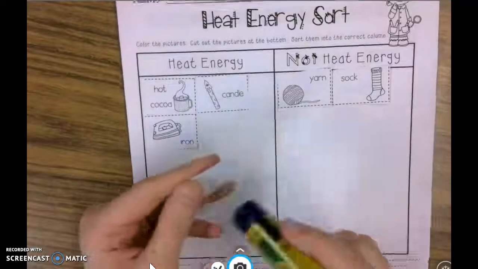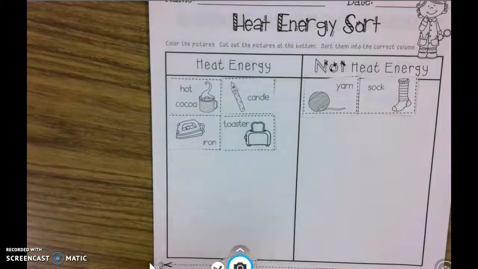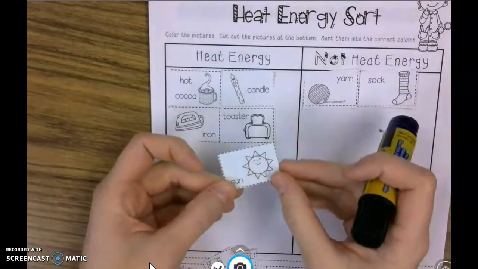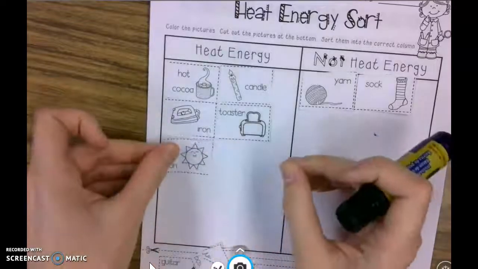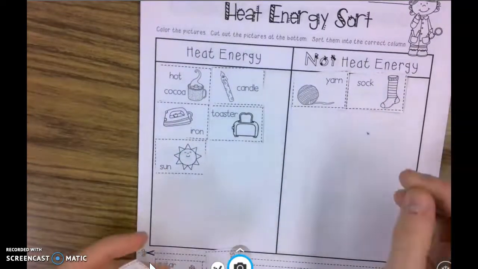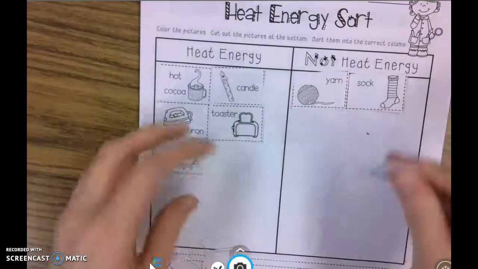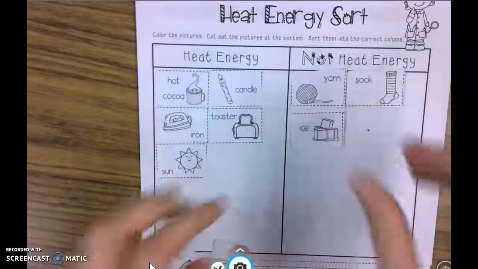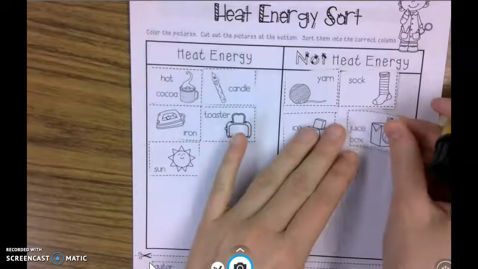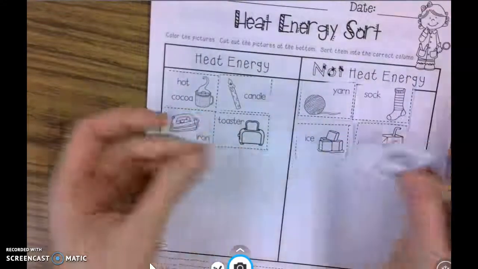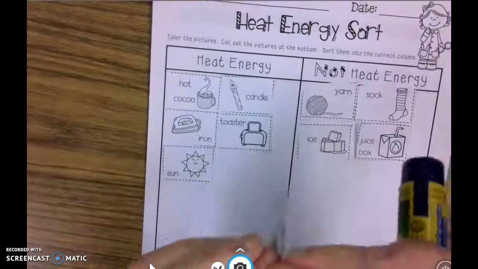A toaster would be heat energy, plugs into the electricity. And then the sun. The sun would be heat energy. An ice cube is not. A juice box is not. But a stove is. Okay.